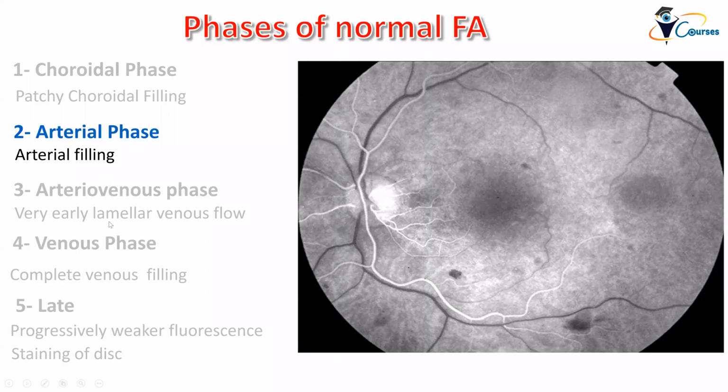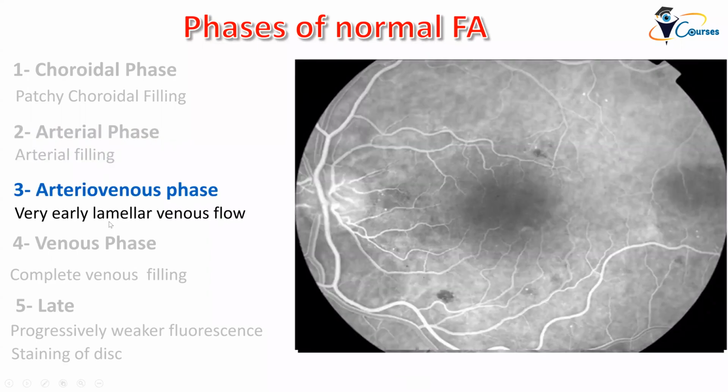This shift is called the arteriovenous phase. The fluorescein will pass from the arteries to the arterioles, to the capillaries, to the venules, to the veins. This phase is called the transit phase, which will be around 1 to 2 seconds. And how would we know it in the fluorescein angiography? By the presence of lamellar flow. You will see that there is a staining of the wall of the veins. This is called lamellar flow, which indicates the arteriovenous phase.